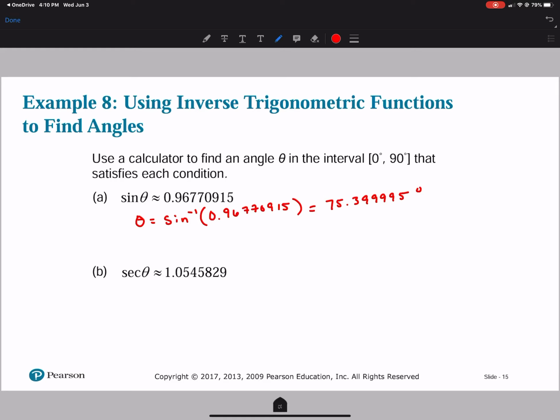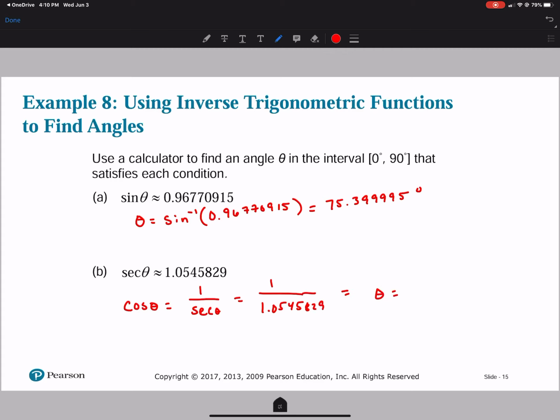Now, you just put that in the calculator. This one is a little tricky because first you need to put it in terms of cosine. So we know that cosine of theta is equal to 1 over secant theta. So this is equal to 1 over 1.0545829, right? Now we have to do what?